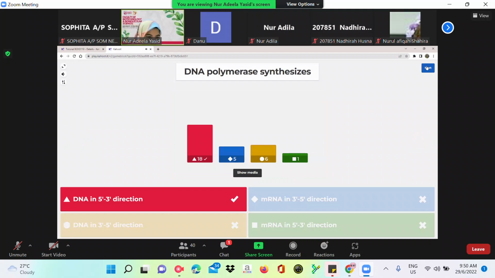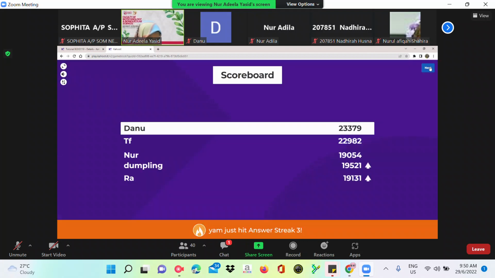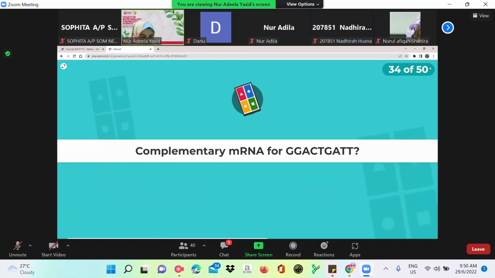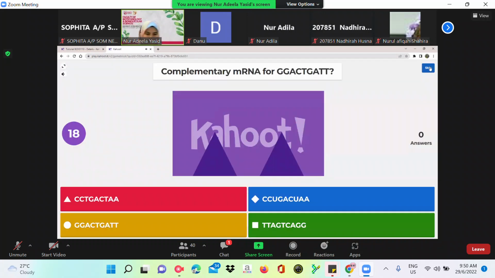All right, so DNA polymerase synthesizes DNA. Obviously, you have to look at the keyword, which is DNA polymerase. It synthesizes DNA. So for those who answered mRNA, that is obviously wrong, because we are talking about DNA polymerase. The question asks for the complementary mRNA.